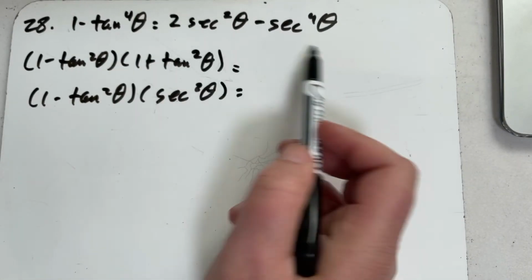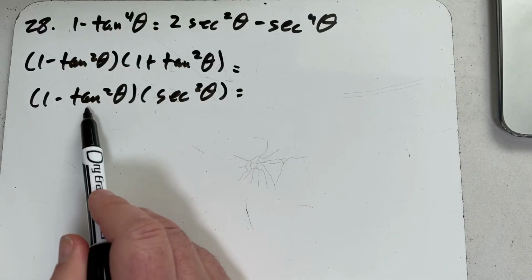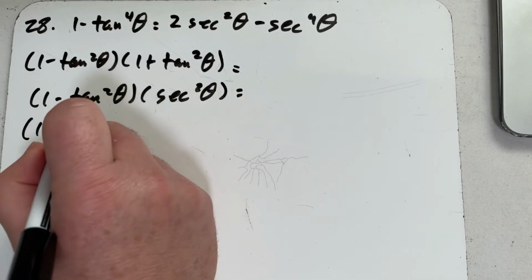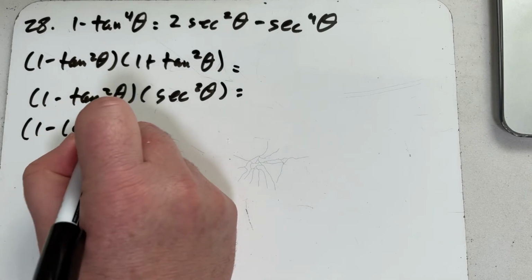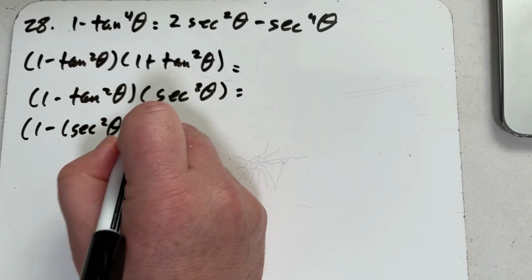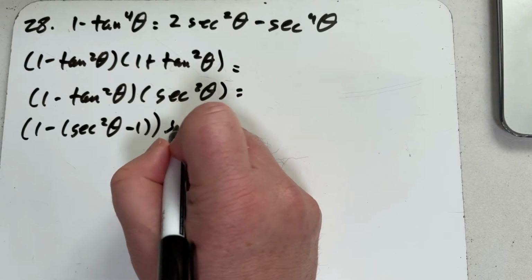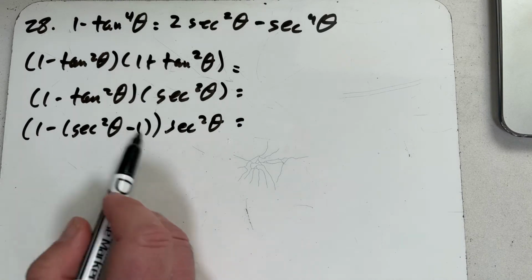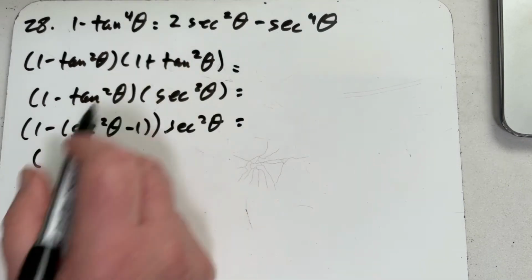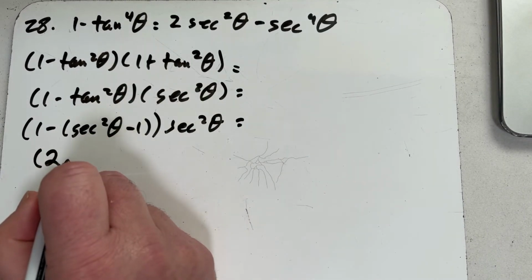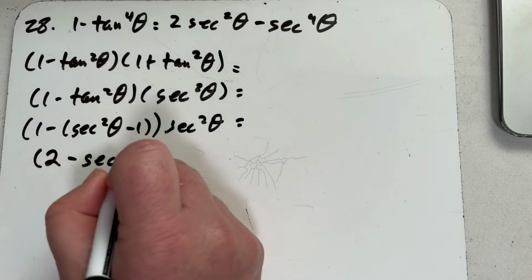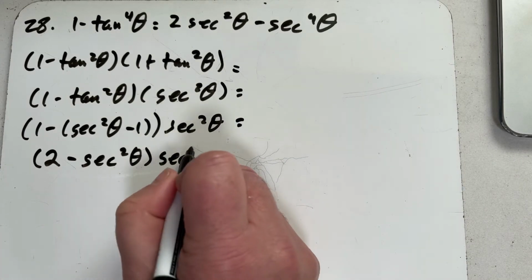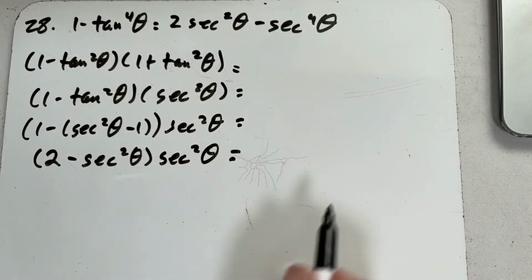And let's look at our answers. We have only secants. I don't have any tangents left in there, so that's got to change too. So tangent squared equals, and we have that in our Pythagorean identities, secant squared minus 1. One minus a negative 1 gives me 2. Hey, there's our 2 right there. 2 minus secant squared times secant squared. And you can see we're going to have our answer right now.